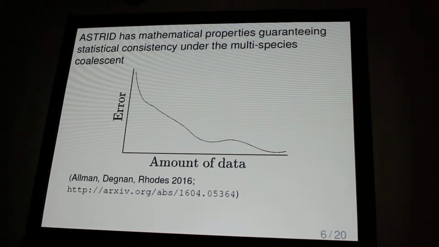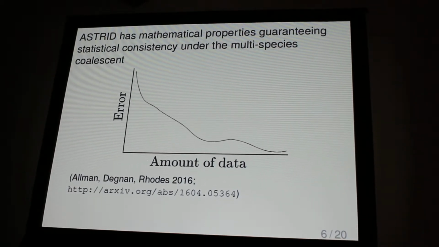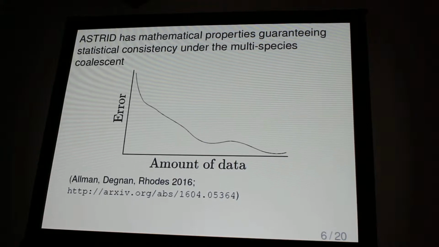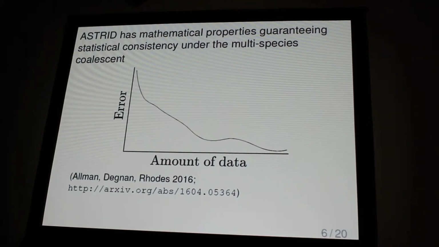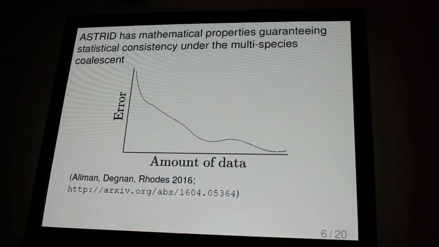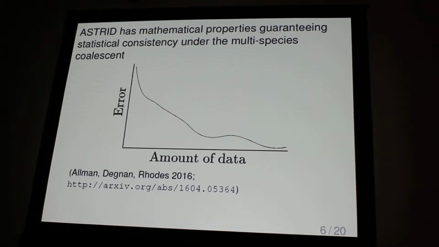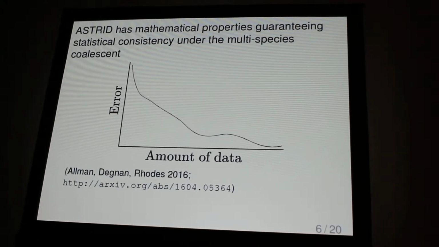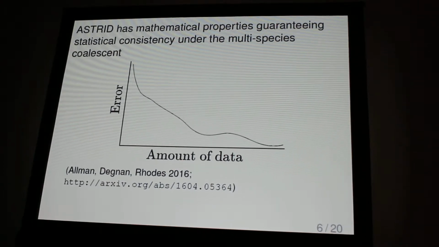It does have that nice mathematical property of statistical consistency under the multi-species coalescent. What this means is that as we increase the amount of data we have, assuming we have true gene trees, which of course we don't really have, but if we did, eventually our error would drop to 0. We'd get the true tree with probability approaching 1. And there's a nice proof of this in a recent paper.